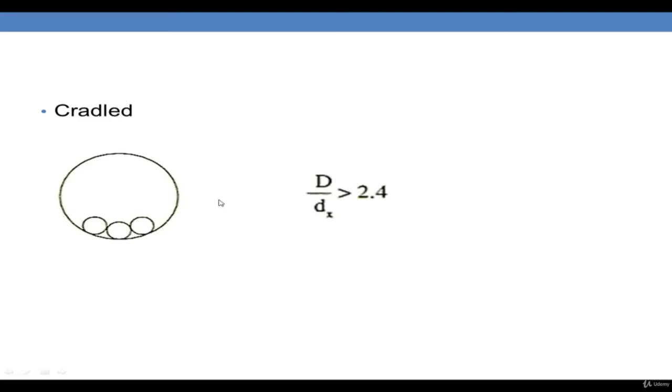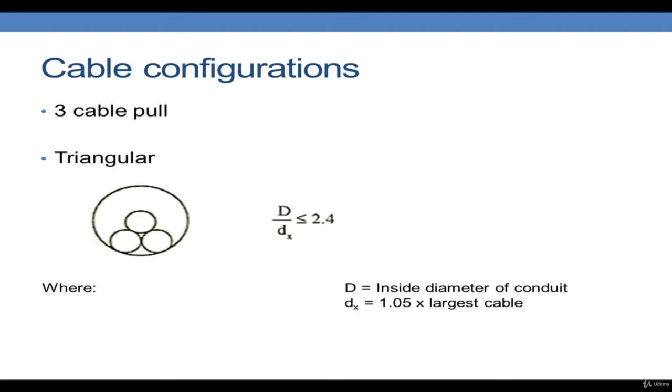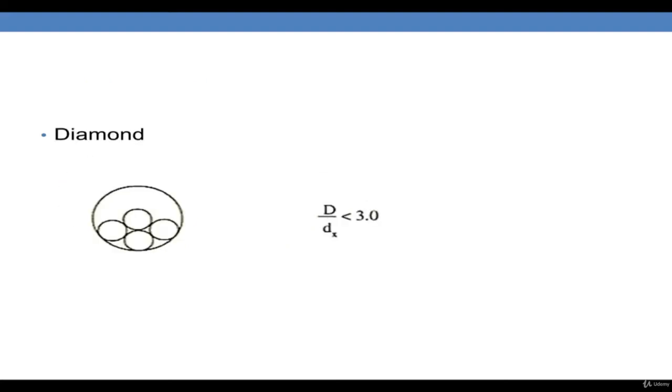Basically what this means is, if the conduit diameter is larger, we could go for a cradled configuration, whereas if the conduit diameter is small, we could go for the triangular configuration. Another configuration is the diamond configuration. This is for pulling 4 cables through a conduit, and here the D by dx ratio should be less than 3.